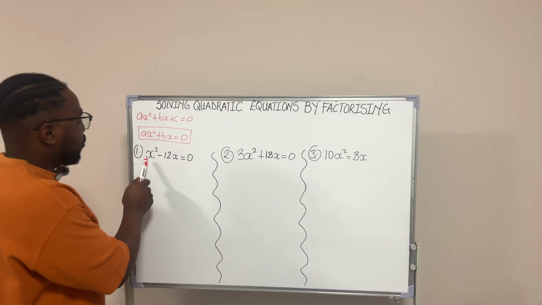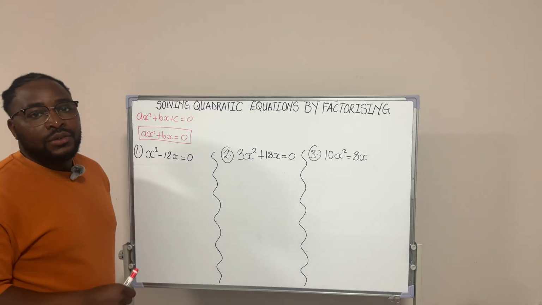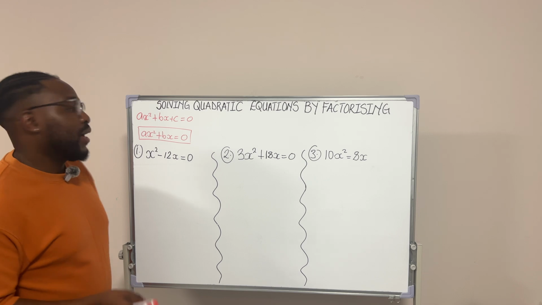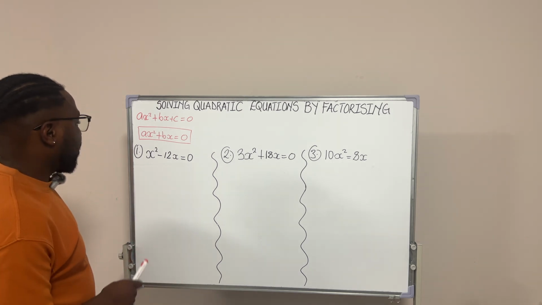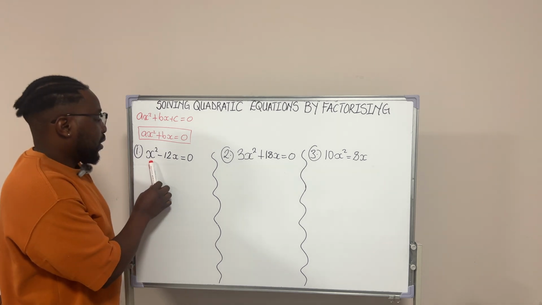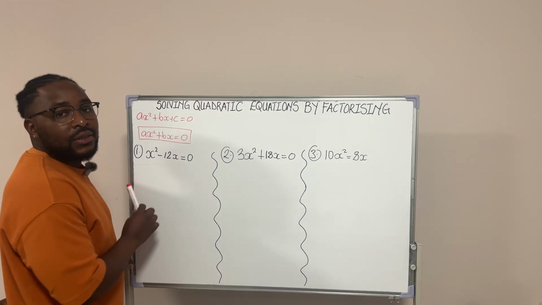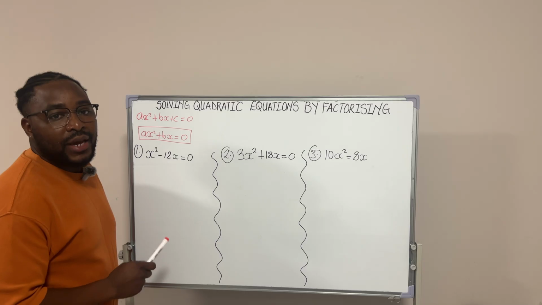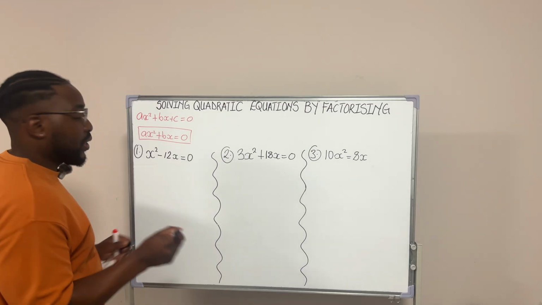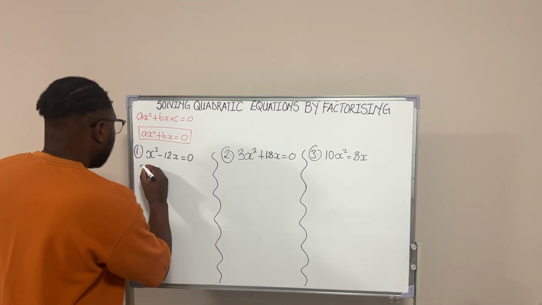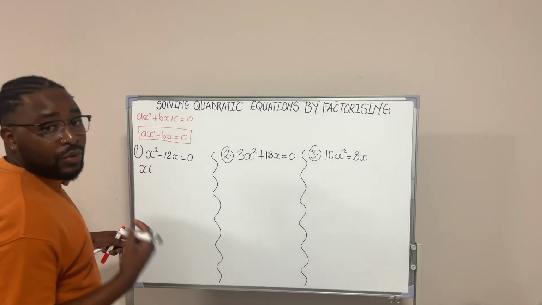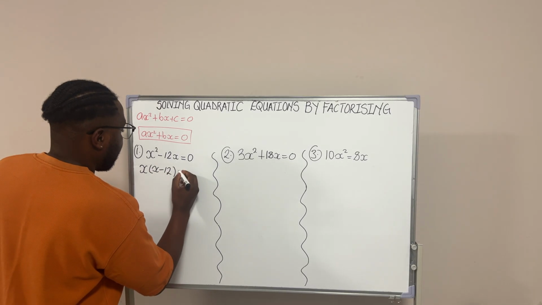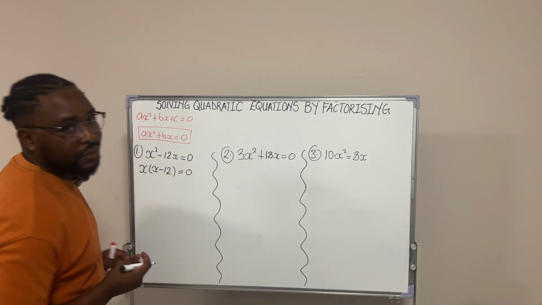So now for us to work out our first equation, we have to take out the greatest common factor. If we look at our first equation, we have x squared and negative 12x. So what is the greatest common factor of x squared and negative 12x? It's x. So let's take the x out. And what are we going to be left with? We'll be left with x minus 12 equal to 0.